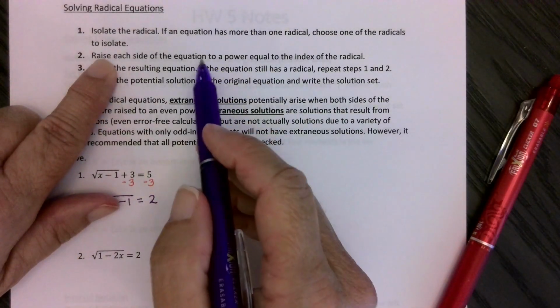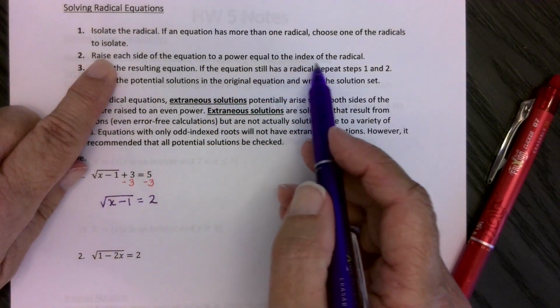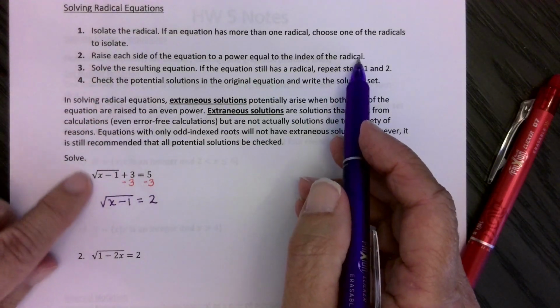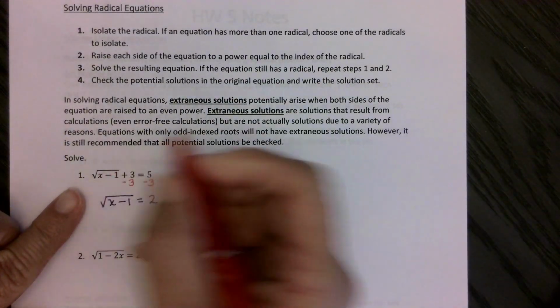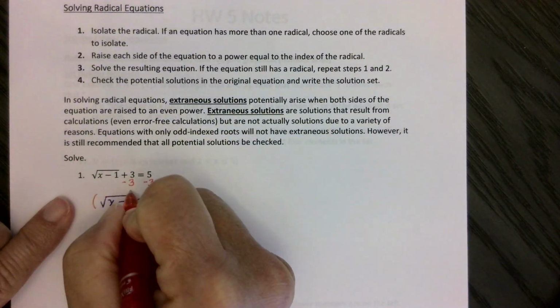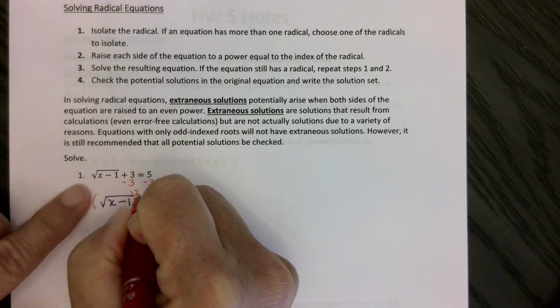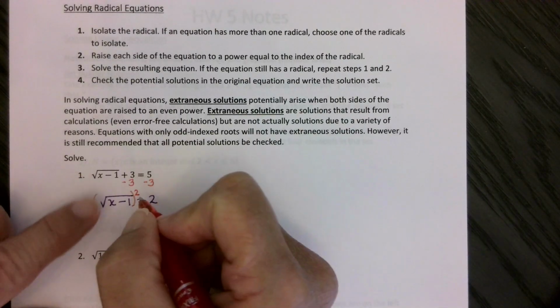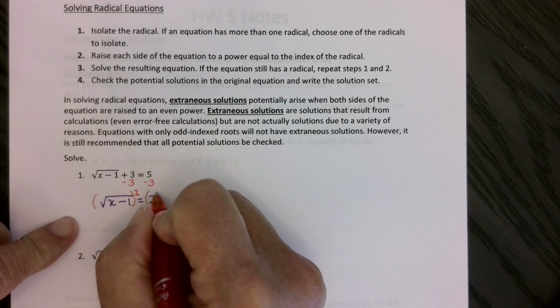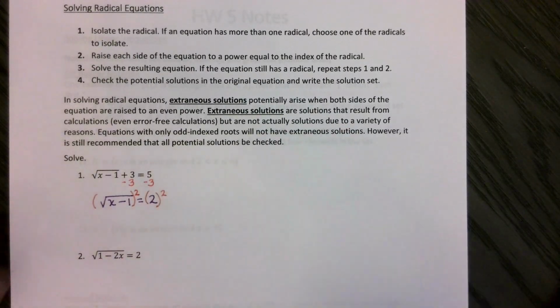Raise each side of the equation to the power equal to the index of the radical. Because this is a square root, the power is square. If this was a cube root, it would be to the third power. If it was the fourth root, it'd be to the fourth power. So we are going to square it.